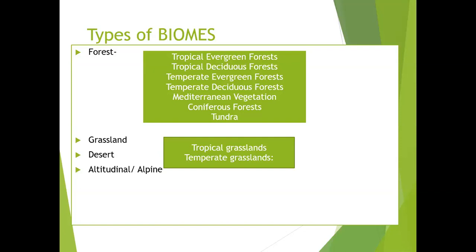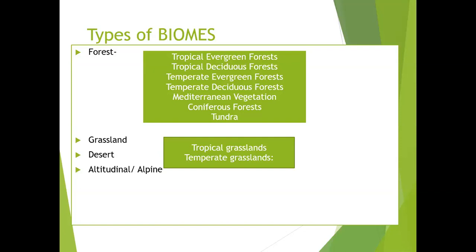Let's talk about climatic conditions. Precipitation is usually 50 centimeters to 200 centimeters, and temperature will range between 25 to 30 degrees Celsius. Again, within deciduous forest, you'll find wet deciduous and dry deciduous. In India, we have wet deciduous forest and also dry deciduous forest.